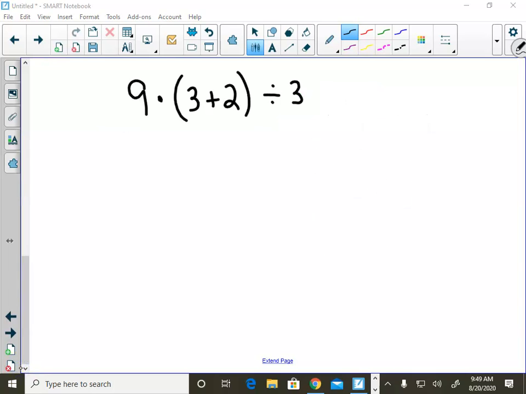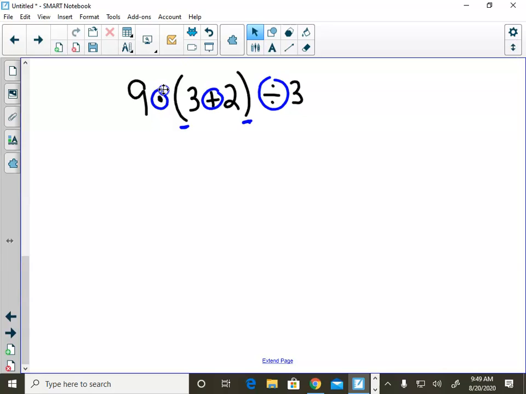Our next example for order of operations. You look at this again, and when we look at our operations, we can see that we have our multiplication, we have parentheses, we have addition, and we have division. So again, according to order of operations, the first thing that we must do is we must do the parentheses first. So we look to see what's inside the parentheses. And in this case, the only thing in the parentheses is addition. So that's what we're going to do.